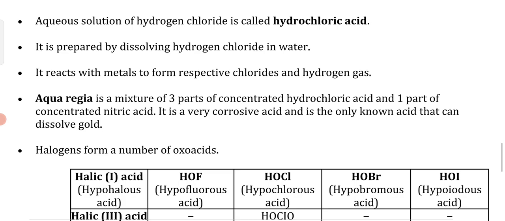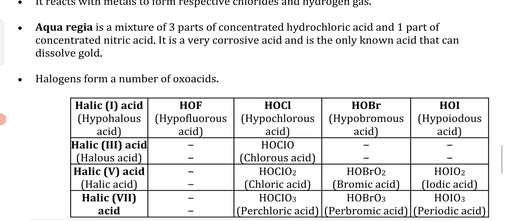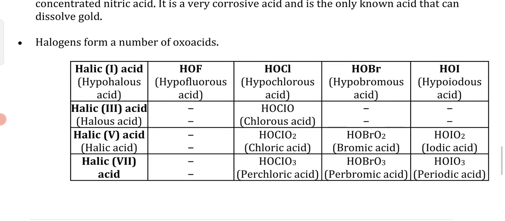And aqua regia is a mixture in which 3 parts of concentrated HCl and 1 part of concentrated HNO3 should be present, and it is very corrosive in nature, and it is known as the acid that can dissolve gold. So halogens form a number of oxo acids.